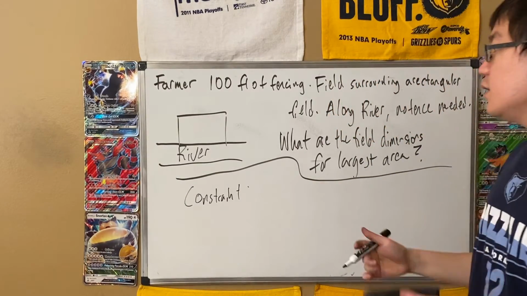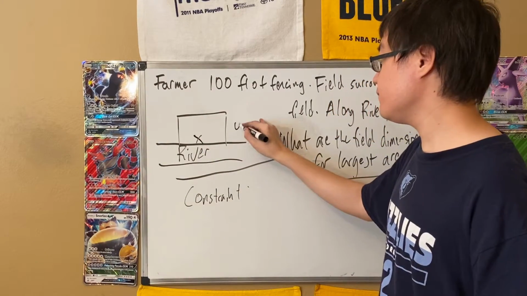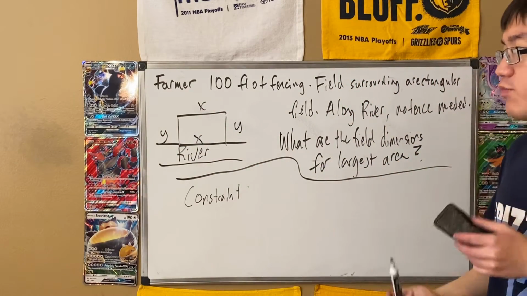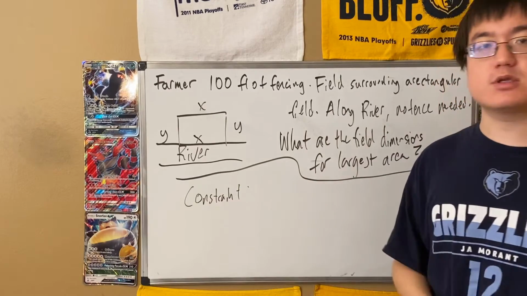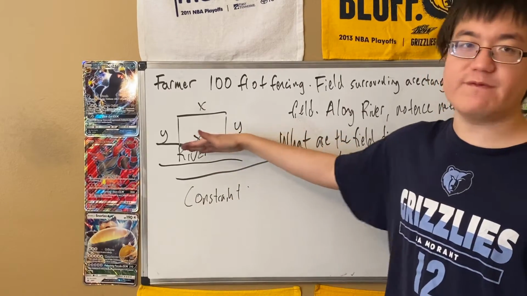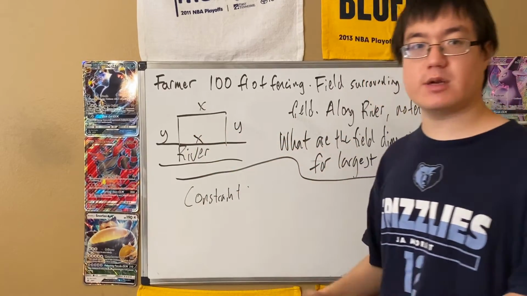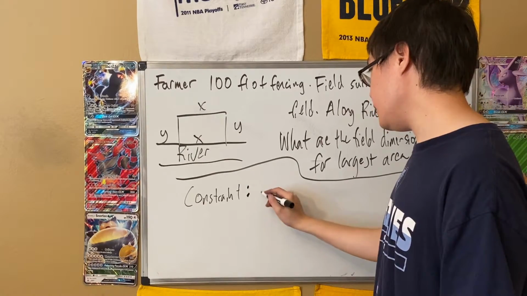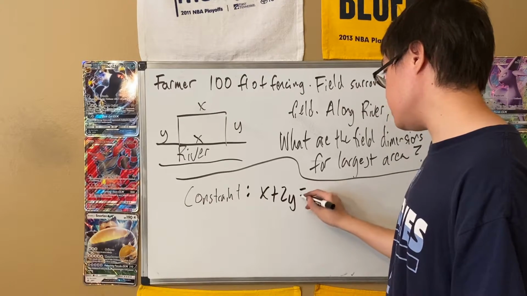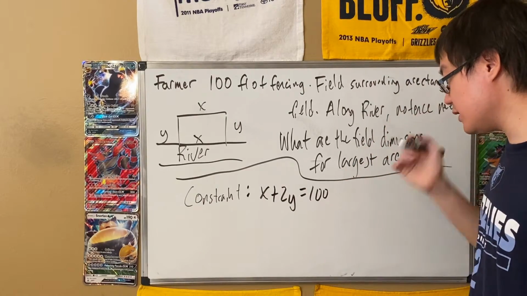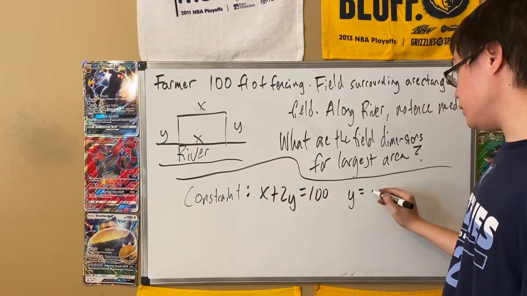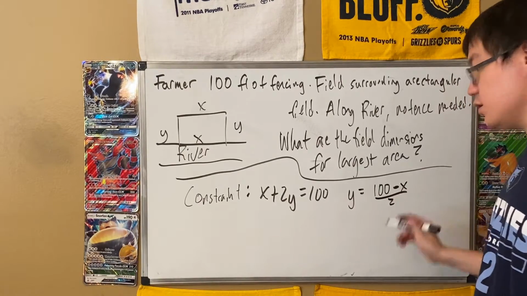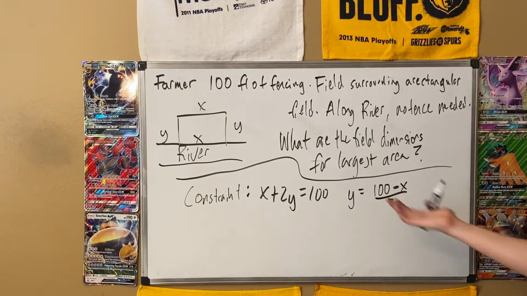Well, let's label this x and y. So unlike the previous question, it's not going to be 2x plus 2y is 100 because I don't need fence along this side right here. So it's going to be x plus 2y is 100. So x plus 2y is equal to 100. That means that y is going to be 100 minus x divided by 2. So that's going to be the thing I'm going to plug in.